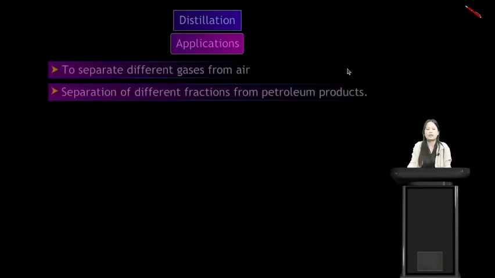Okay, some of the applications of the separating funnel method include its use during the extraction of iron from its ore. Yes, the lighter slag is removed from the top and the denser iron, or the metal ore, is collected at the bottom.